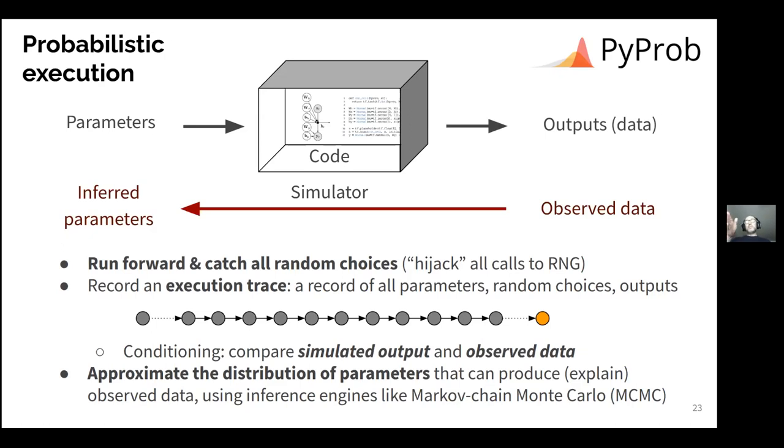By doing this, you are able to approximate the distribution of parameters that can produce or explain the observed data. In universal probabilistic programming, with just a general-purpose programming model, one way of doing that is using Markov chain Monte Carlo. These are sampling-based inference algorithms that allow you to run the simulator many times, compute the likelihood, which we are going to cover, and get the posterior distribution by sampling and running the simulator many times.